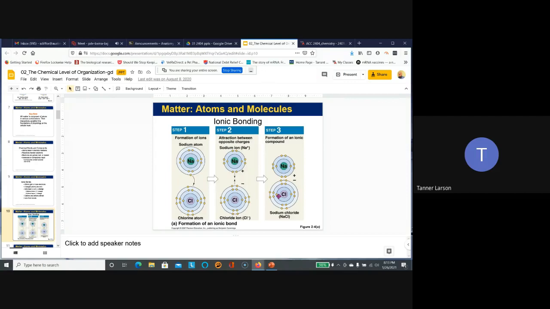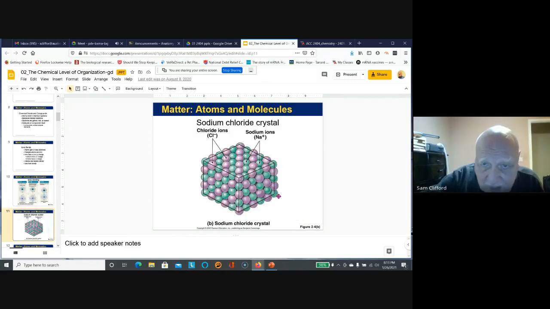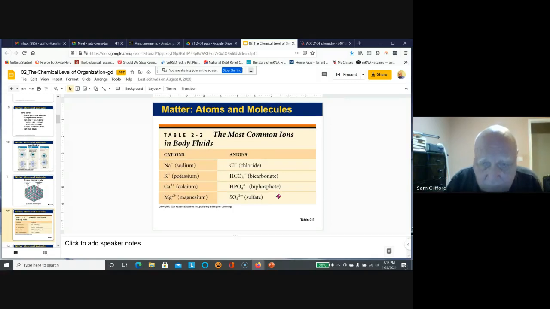This is a sodium chloride crystal. The sodiums attract the chloride and it forms a square crystal. That's salt. Okay. Make sure you know these symbols and these names.